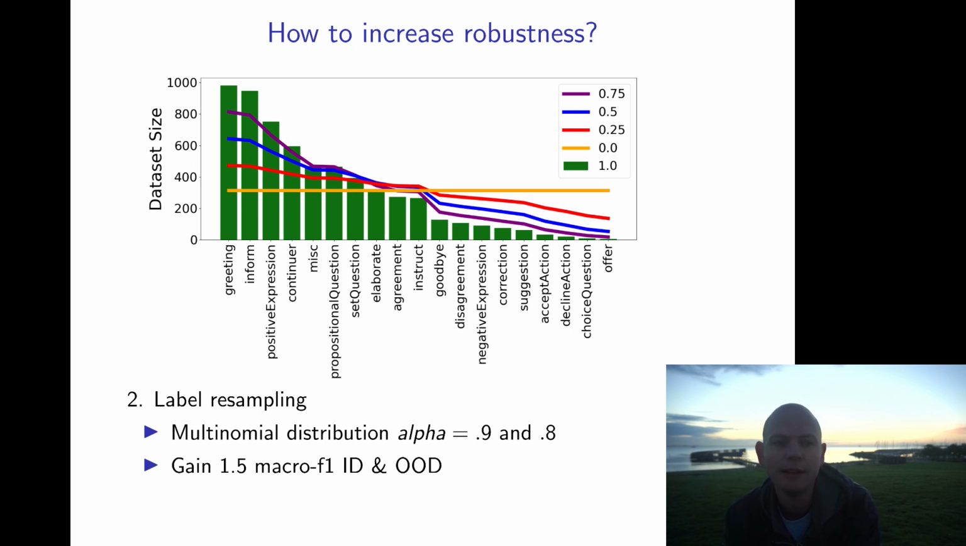The second approach we evaluated was label resampling. With label resampling, we tried to make the distribution of the labels more uniform, and thereby hopefully more robust against the shift in distribution across domains. We used multinomial resampling, and we tested different alpha values to see how aggressively we should smooth. We found the values that you can see on the slide to be optimal for in-domain and out-of-domain evaluations. We gained 1.5% in macro-F1, both in-domain and out-of-domain, when using label resampling.